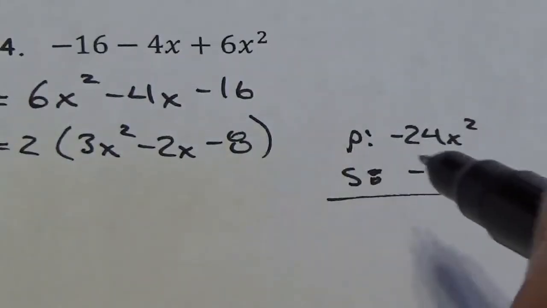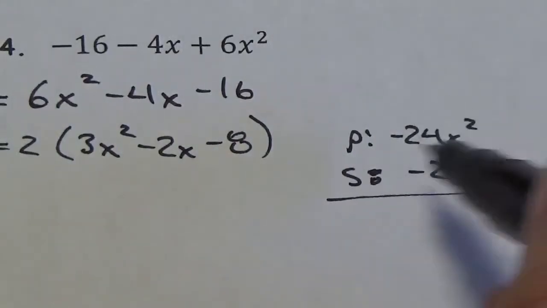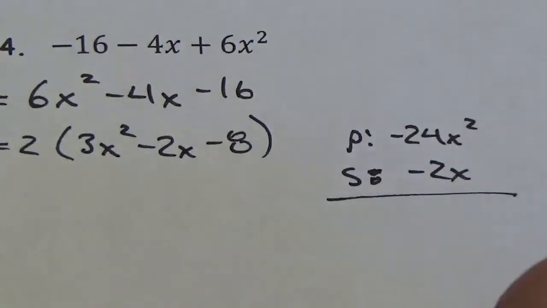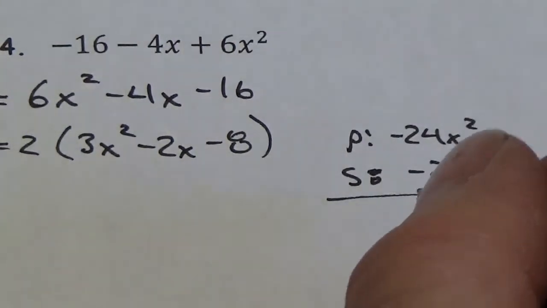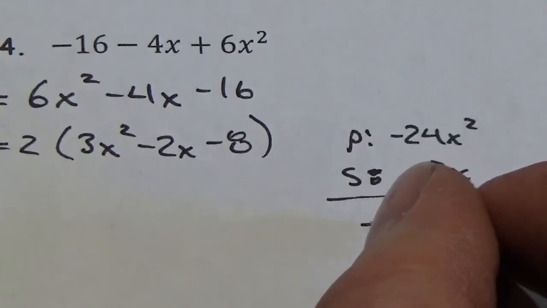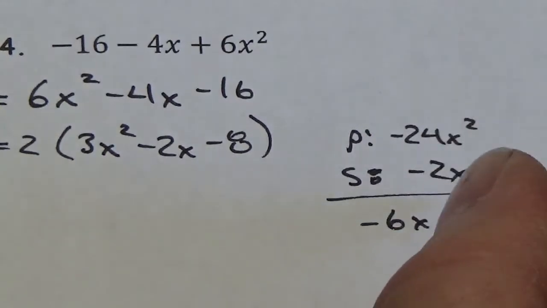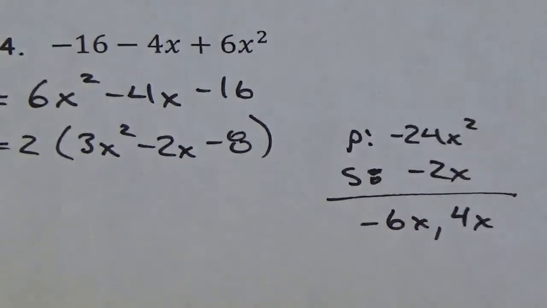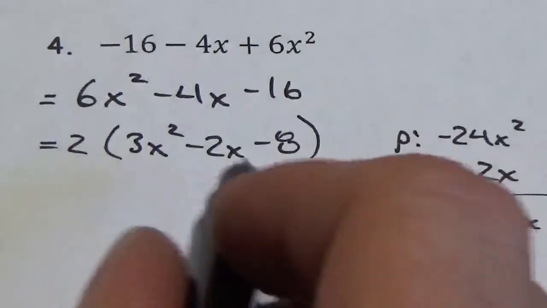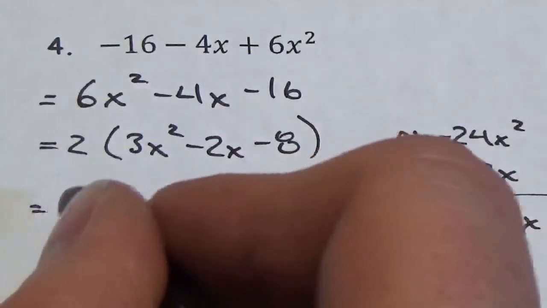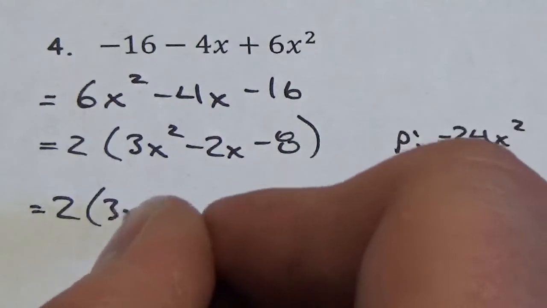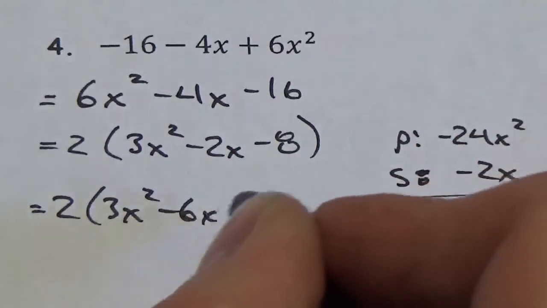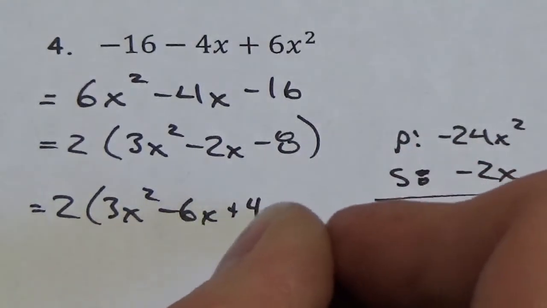Whoops, and I got to think here. What are two numbers whose product is negative 24, whose sum is negative 2? And actually, it doesn't take too much guessing here to realize it's going to be negative 6x and positive 4x. So now I can replace that negative 2x in there and make this 2 times 3x squared minus 6x plus 4x minus 8.